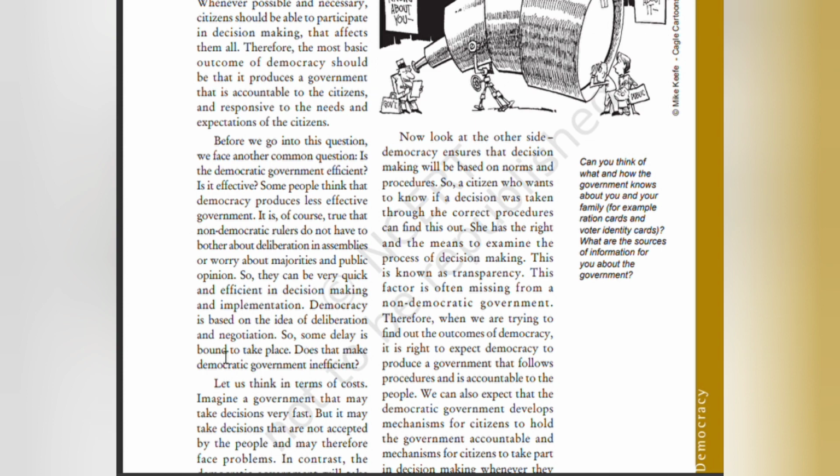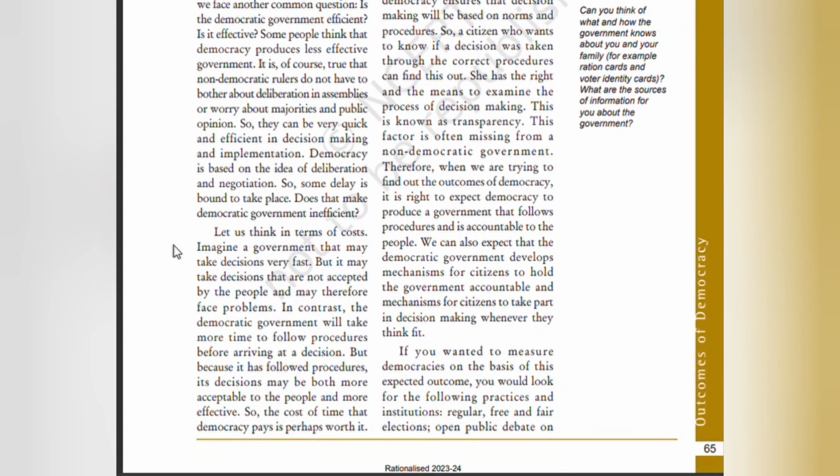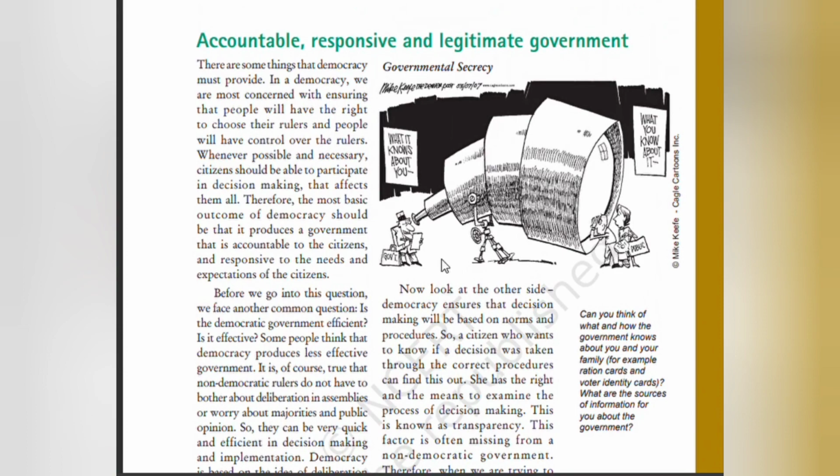Does that make democratic government inefficient? Let us think in terms of cost. Imagine a government that may take decisions very fast, but it may take decisions that are not accepted by the people and may therefore face problems. In contrast, the democratic government will take more time to follow procedures before arriving at a decision, but because it has followed procedures, its decisions may be both more acceptable to the people and more effective. So the cost of time that democracy pays is perhaps worth it.